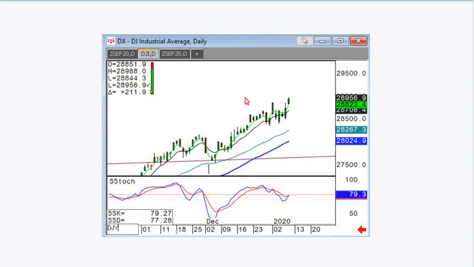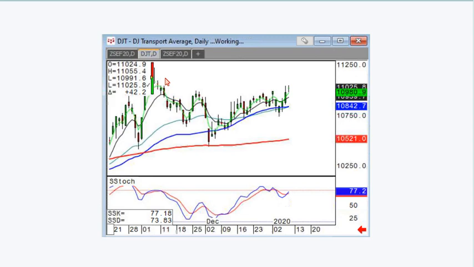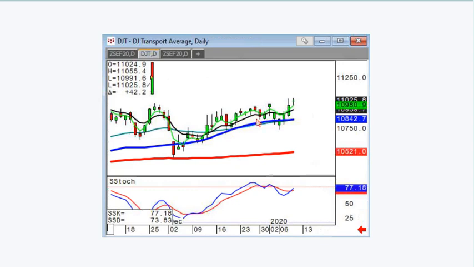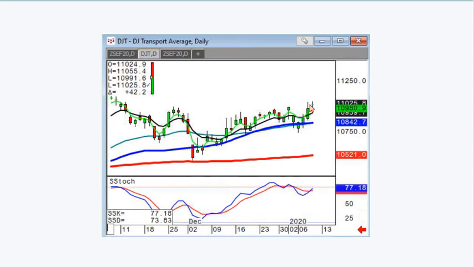The transportation index also is not doing anything that's showing us any bearishness. And notice how it's pulled back to the 50 and showed support. As long as this stays above the T line, we're still in an uptrend. Okay, so there's still lots of good trade setups out here.